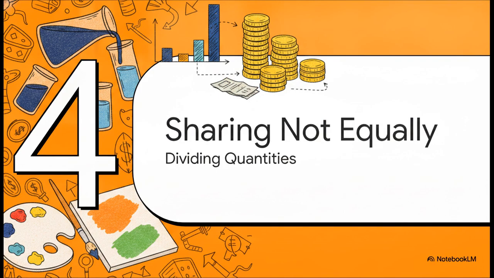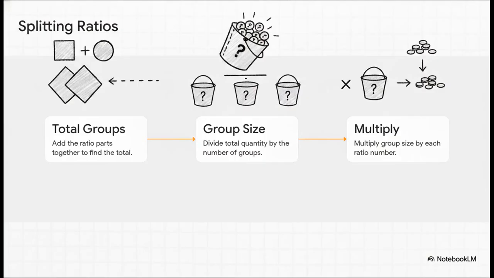All right, on to section 4, sharing but not equally. So what if you're not looking for a missing number, but instead you need to split up a total quantity of something? And what if you don't want to split it just straight down the middle, 50-50? We do this all the time, right? We're mixing ingredients, making paint, dividing up money based on who invested what.